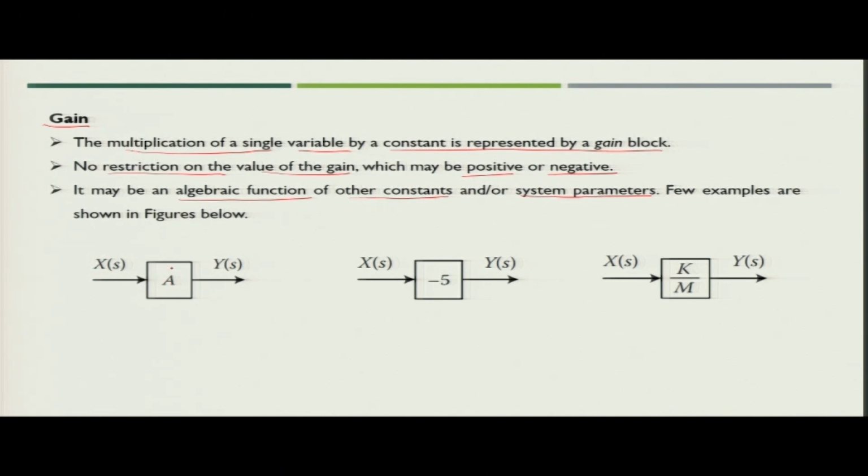So, if you take a particular value of A, say minus 5, then Y(s) will become minus 5 into X(s). At the same time, you can represent the block as an algebraic function. So, like in this case we have represented this gain as k by m. K and m are two different variables. So, if you put the values of k and m, you will get the total gain from this block. So, Y(s) will become now k by m into X(s). So, gain block is basically used to amplify the input signal.